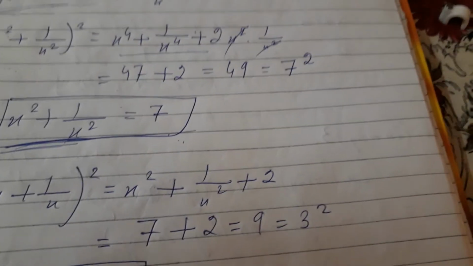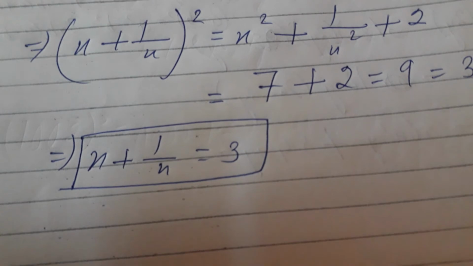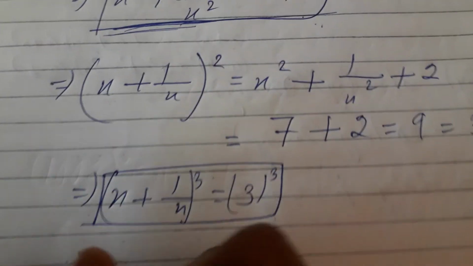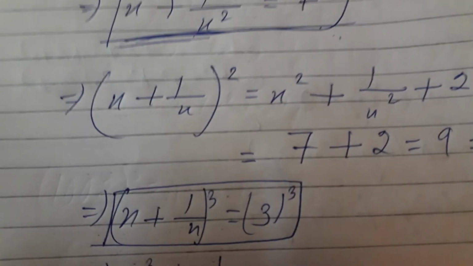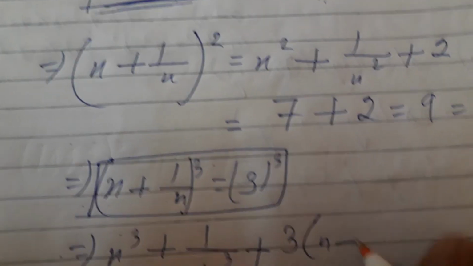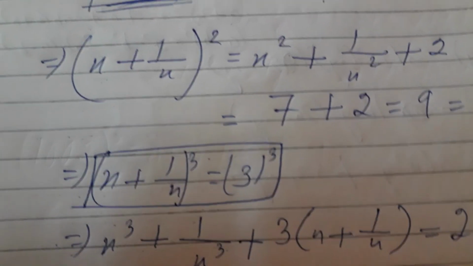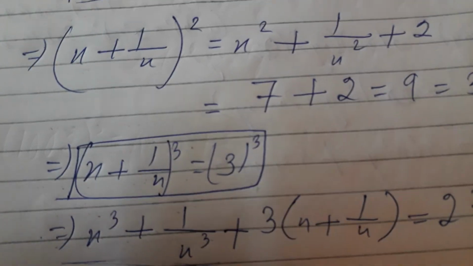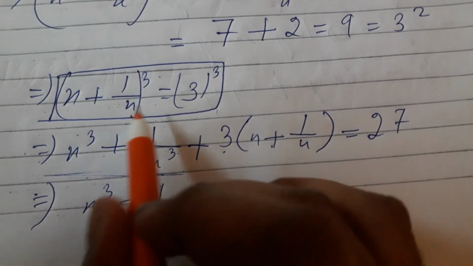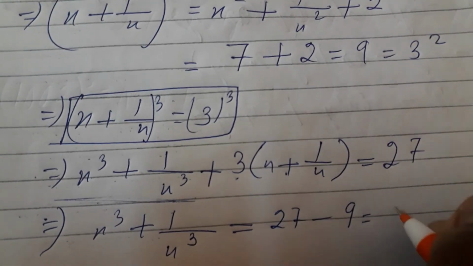Now you have to find x cube plus 1 divided by x cube, and you already have x plus 1 by x. So cubing both the sides, you will get a cube plus b cube plus 3ab times a plus b. Here that is 27. And x cube plus 1 by x cube you have to find. On putting the values, 3 into x plus 1 by x, that is 3. 3 into 3 means 9. So this will equal 27 minus 9, and the answer will be 18.